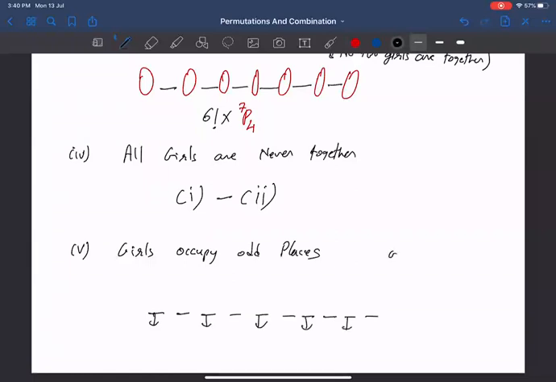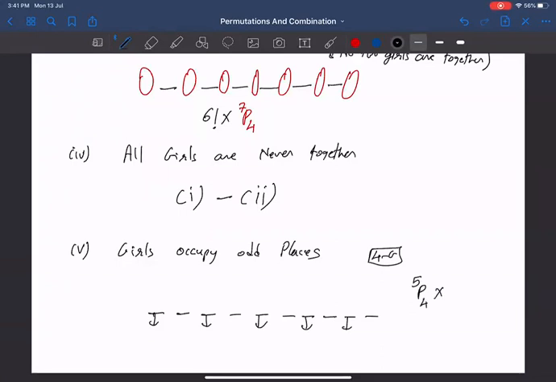And मेरे पास girls कितनी हैं? Sir, 4 girls we have. तो ये 5 में से 4 लड़की लोग को बिठाना है. How many ways I can do that? 5p4. I can do that task in very clearly 5p4 ways.